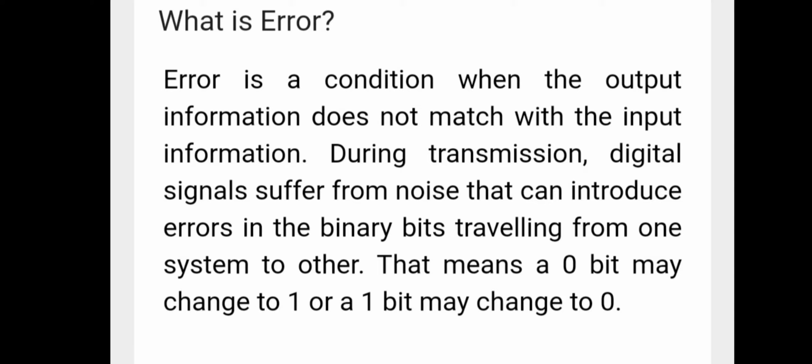definitely the data will be changed, right? So when the receiver receives the data from the source, we cannot receive the original information. That is, the data is changed during transmission. So that is called error. Means if any bits are changed from zeros to ones or ones to zeros during transmission, then that is called error.